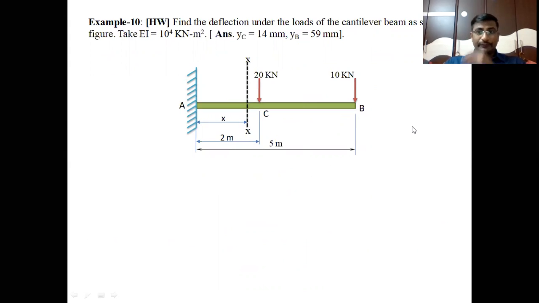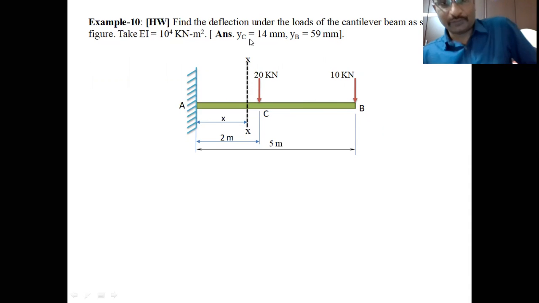You solve this problem as homework. Take this problem as homework. Okay? Example 10 is homework. It is a cantilever again, acting under 2 point loads. Find the deflection under the loads of the cantilever beam as shown in the figure. Find the deflections at point C and point B. Find YC, YB. Okay? Here, you have to compare your answer with the given answer.